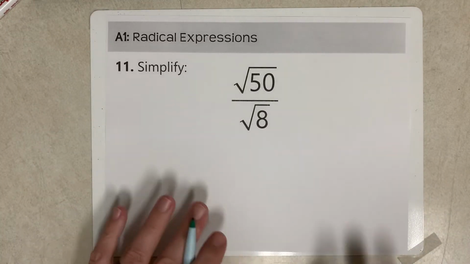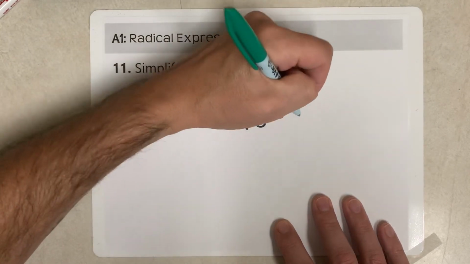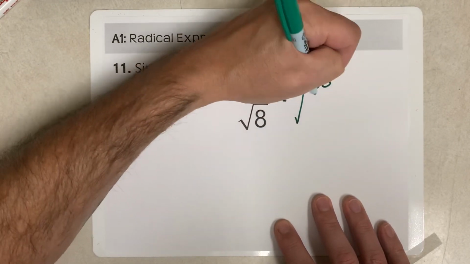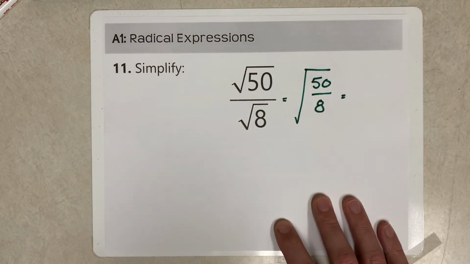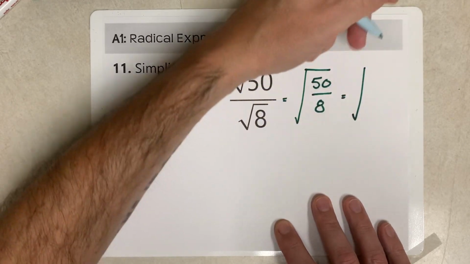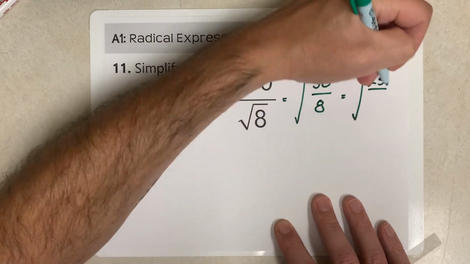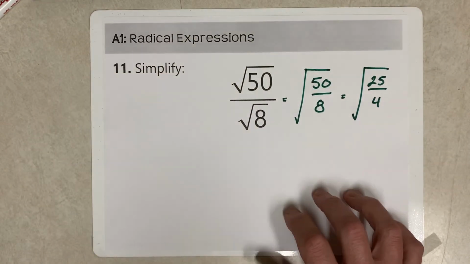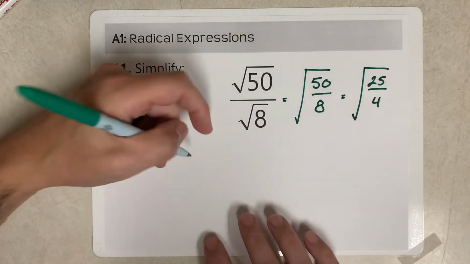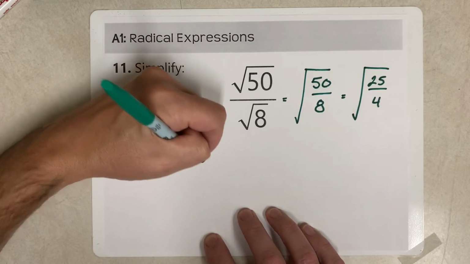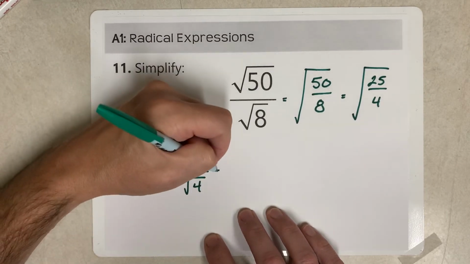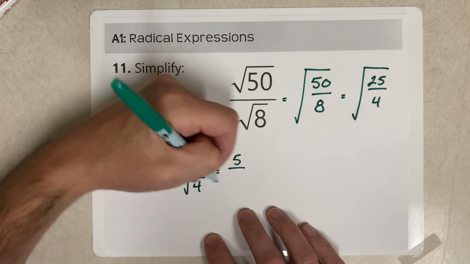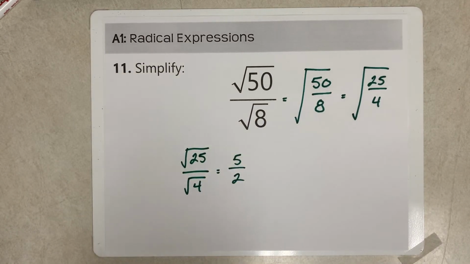Root 50 over 8. Let's see how this is going to work if I try it this way. 50 divided by 8. I can take both those numbers and divide them by 2 in the fraction to simplify my fraction. So this would really be root 25 over 4. That's pretty interesting because now I can break it up into two separate square roots over each other. Now, how does that help me out? Because root 25 is 5 and root 4 is 2. And so my final answer would be 5 halves. And that's it.